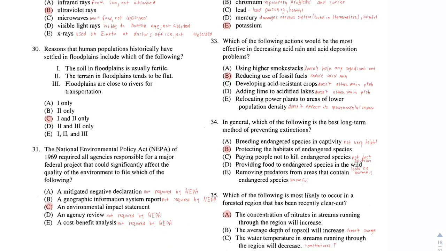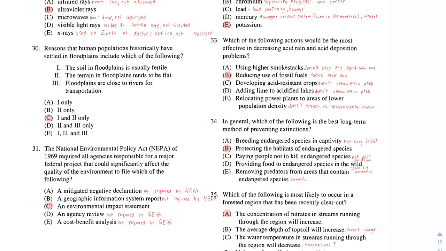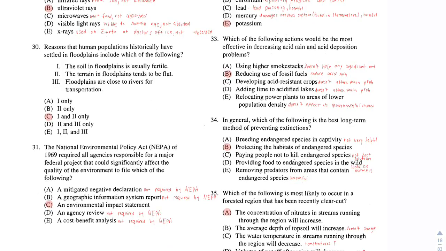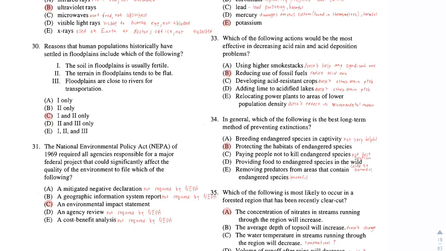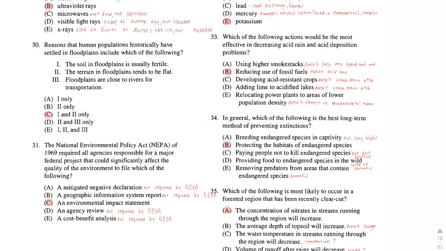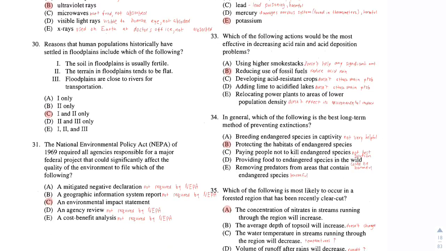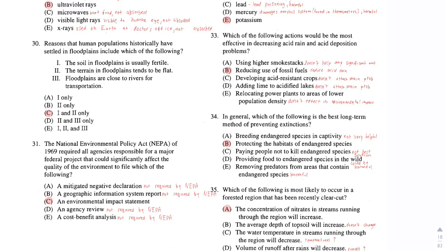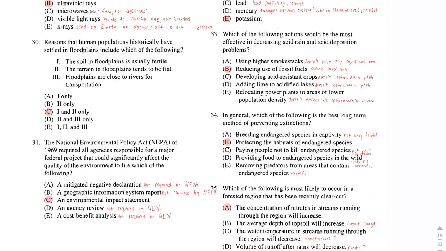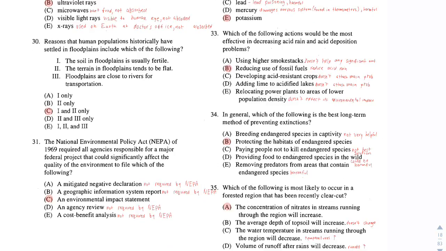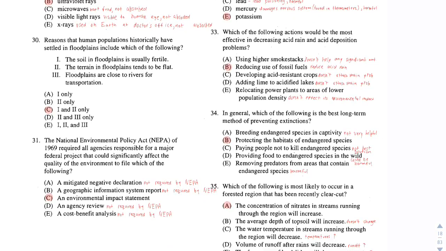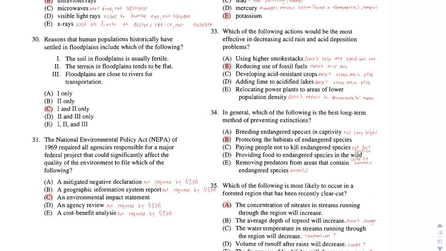Number 33, which of the following actions would be the most effective in decreasing acid rain and acid deposition problems? The answer choice would be B, reducing the use of fossil fuels. Using higher smokestacks does not help at all. Developing acid-resistant crops doesn't attack the main problem. Adding lime to acid lakes doesn't attack the main problem. And relocating power plants to areas of lower population doesn't affect the environmental impact.